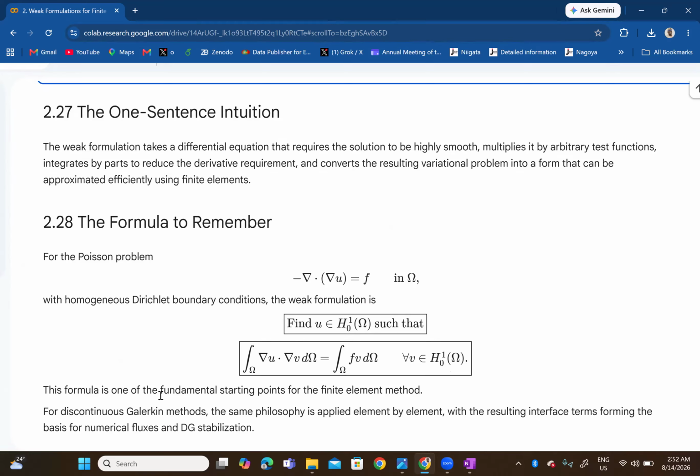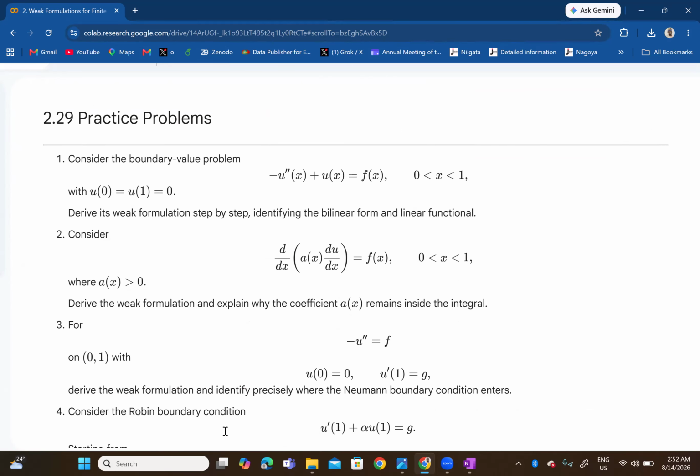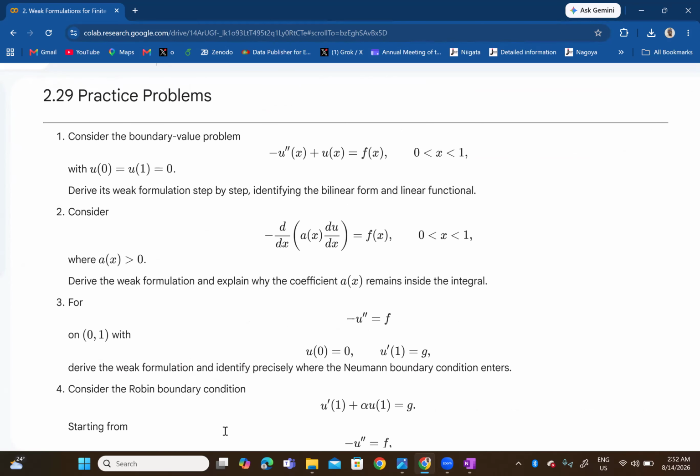This formula is one of the fundamental starting points for the finite element method. For discontinuous Galerkin methods, the same philosophy is applied element by element, with the resulting interface terms forming the basis for numerical fluxes and discontinuous Galerkin stabilization. So now we have our practice problems.